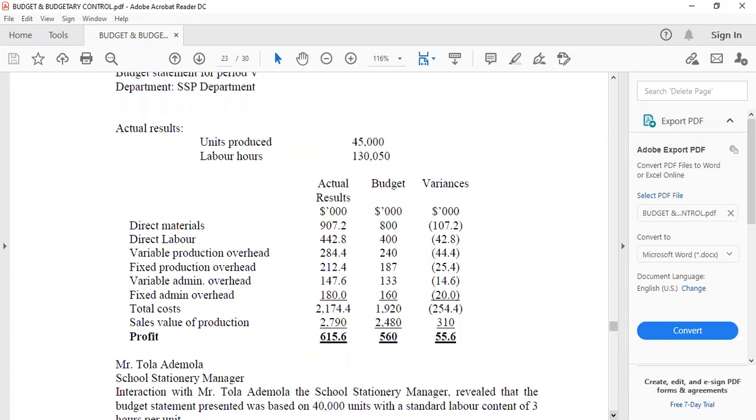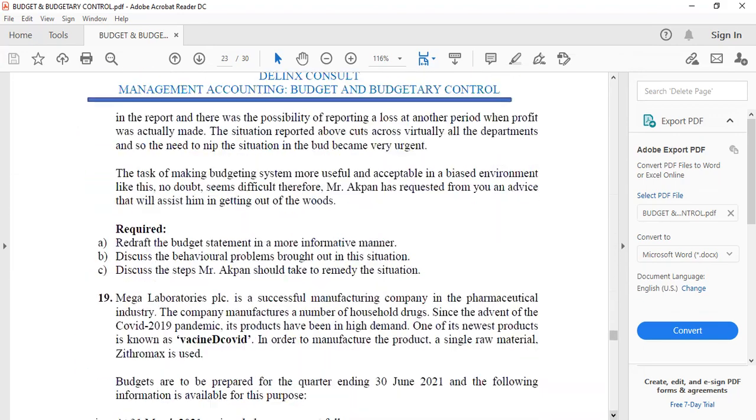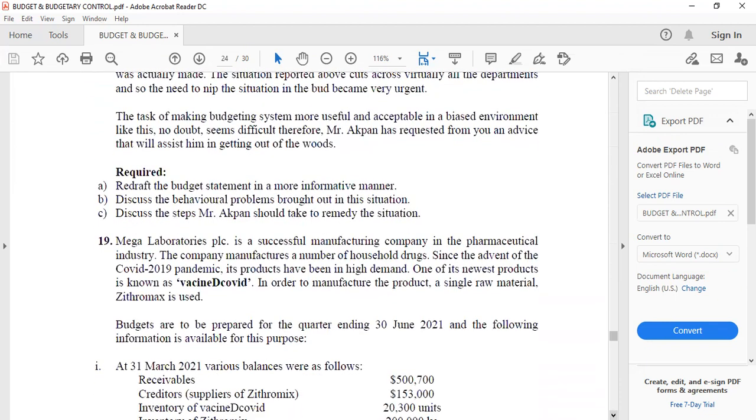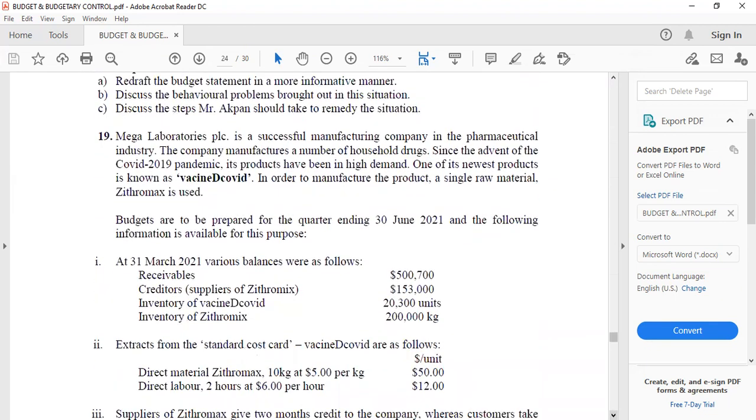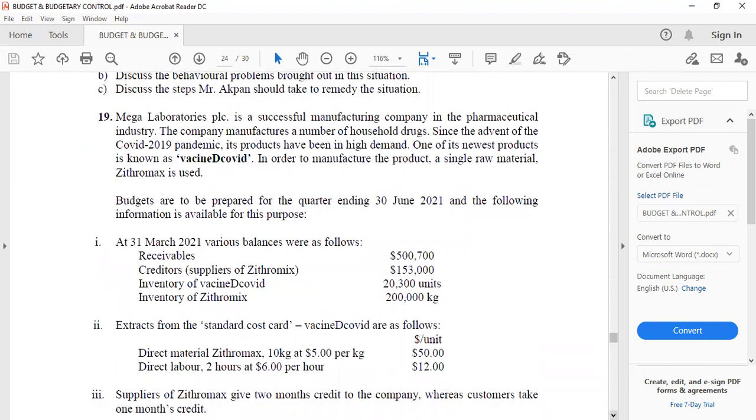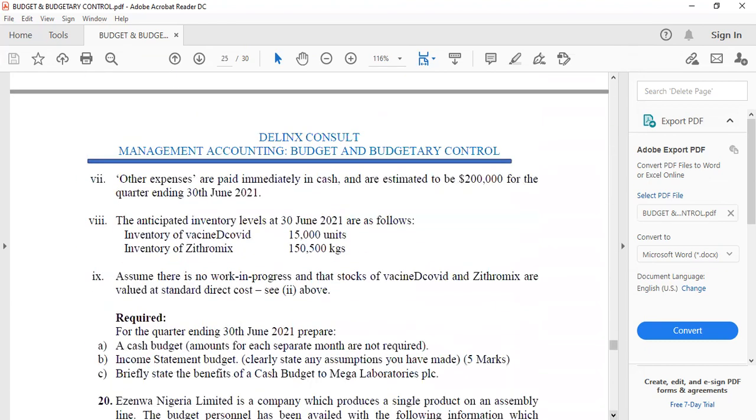We solved question 17 too. If you can try question 19, that is also cash budget and income statement and something like that. Sometimes they can also ask you to prepare a total budget which will involve profit or loss. It's the same idea that you use. You find your total direct material, your total direct labor cost, then you find your total sales, then you prepare your profit or loss statement.